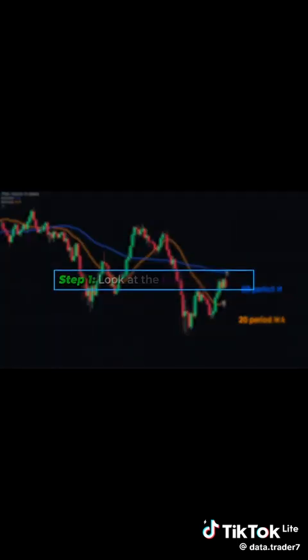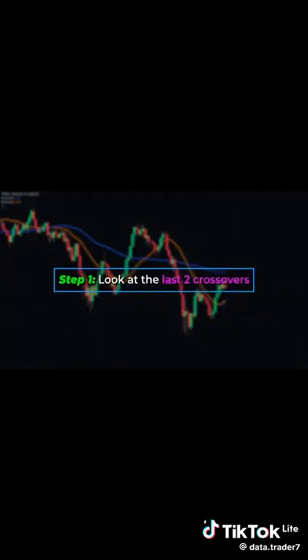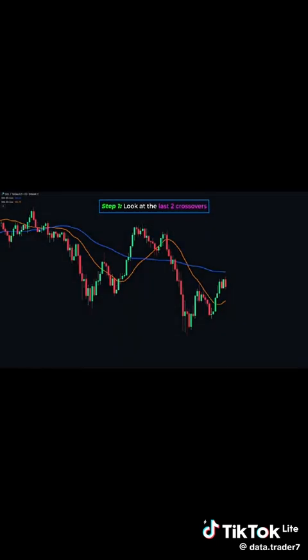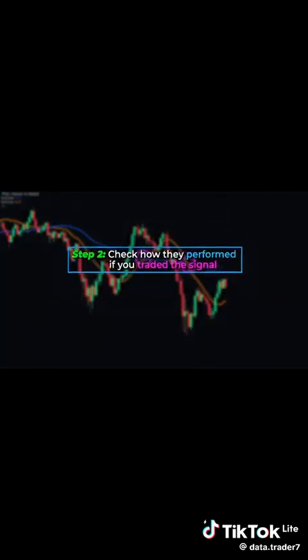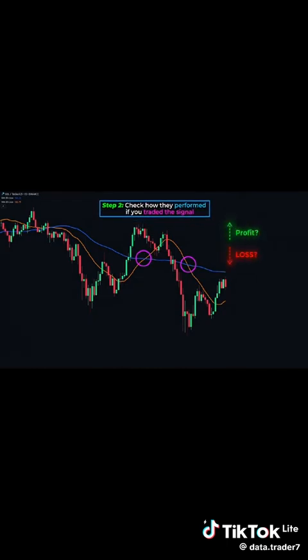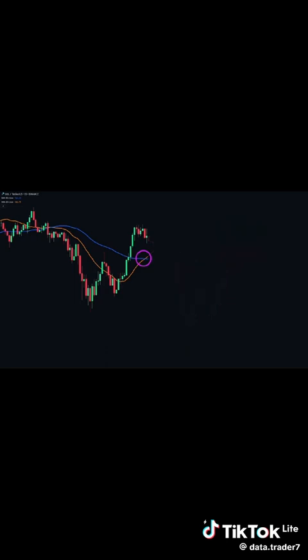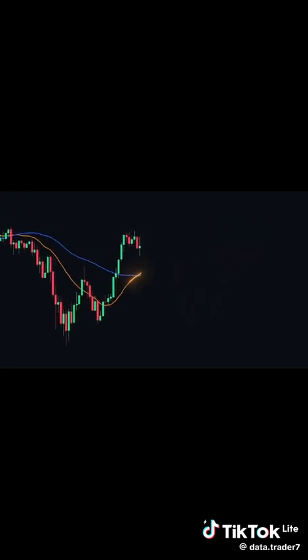So, the first thing you want to do is look at the last two crossovers that formed on the chart. In this case, it's this one and this one. Then you want to check how those two crossovers would have performed if you had traded the signal. Would you have made a profit or had taken a loss? Let's start with the first crossover here, which was an upwards crossover, meaning we would have taken a buy or a long trade. But look at what happened after.